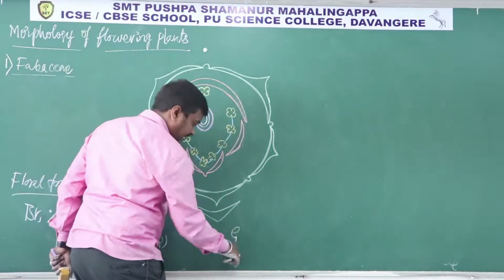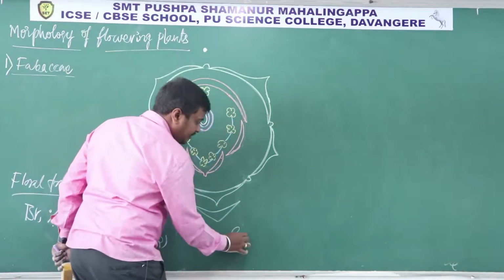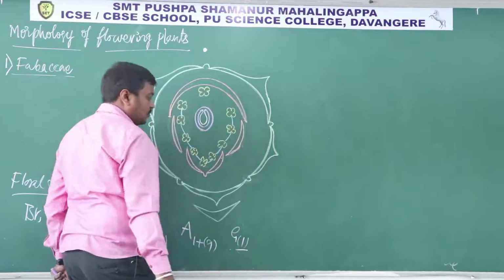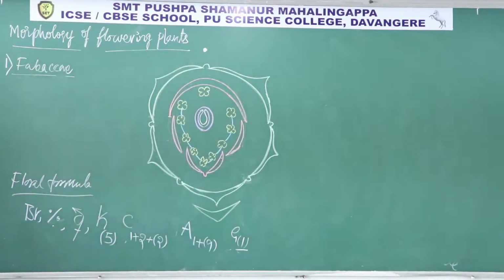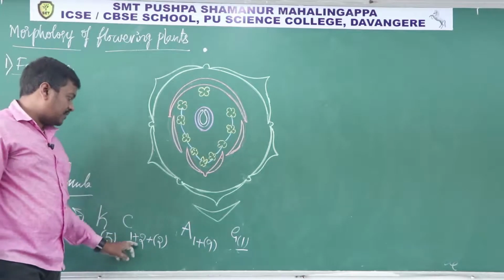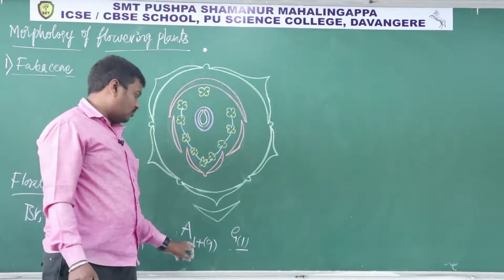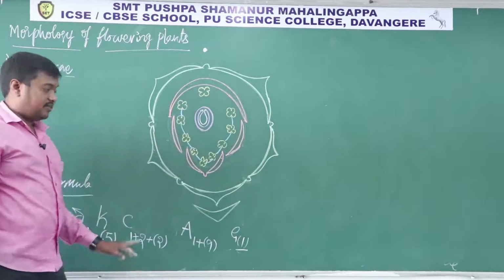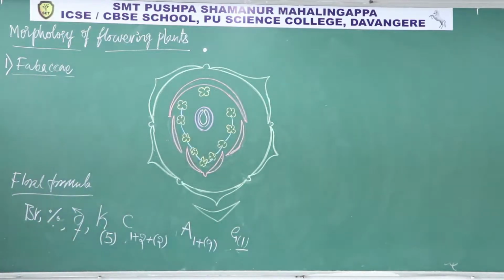Then come to the gynoecium: monocarpellary, superior ovary. If you draw a line below, it is a superior ovary. Okay. Yeah, so this is about the floral formula. Bracteate, zygomorphic, bisexual, calyx 5 fused, corolla 1 plus 2 plus 2 with bracket, androecium 1 plus 9, then gynoecium 1. So this is the floral formula. Okay, so this is about the characters of the family Fabaceae.